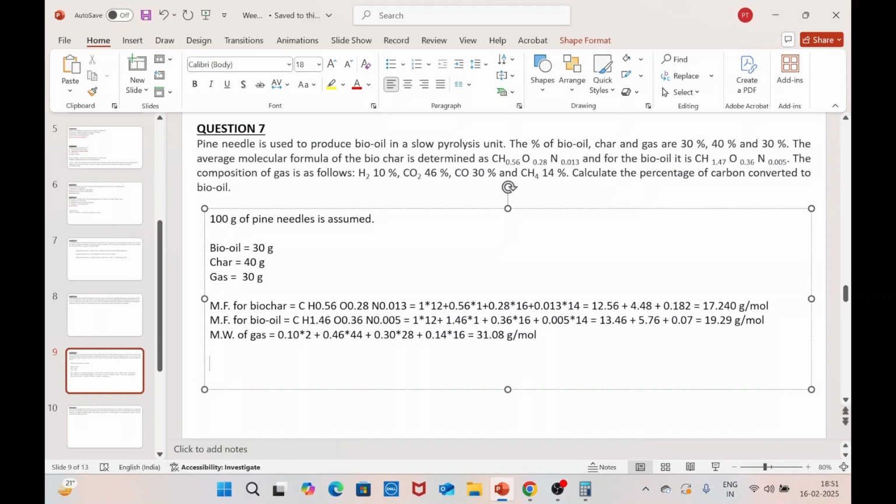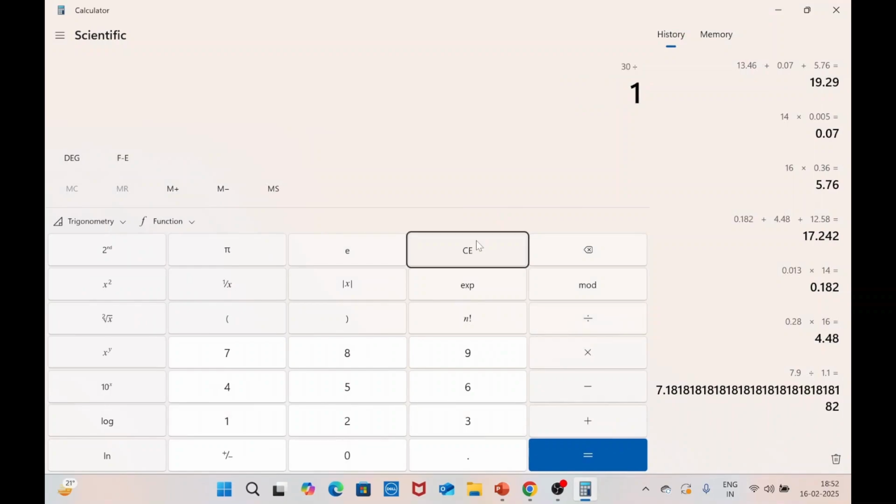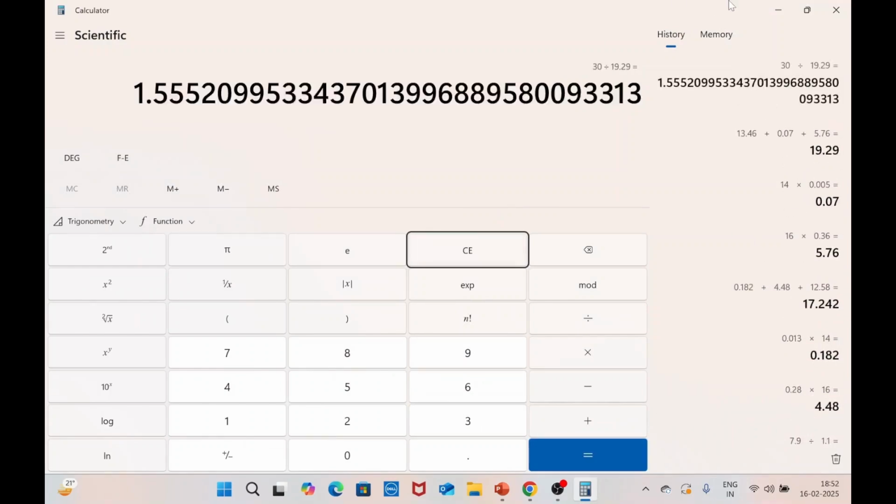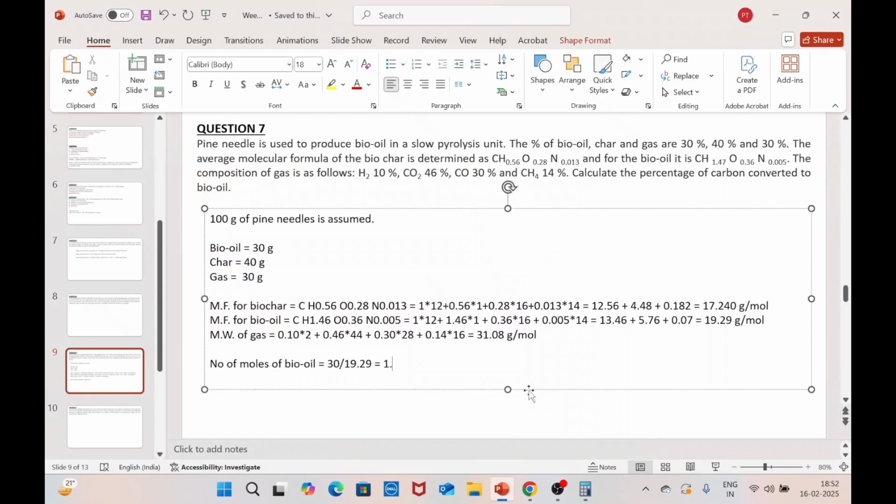From here you need to calculate the number of moles of bio oil, biochar and gas. So for bio oil it will be 30 divided by the average molecular weight of bio oil, 19.29, which is around 1.555, so I'll keep it as 1.55 moles. Okay. So the number of moles of biochar: for biochar it is 40 grams, so 40 divided by 17.24.